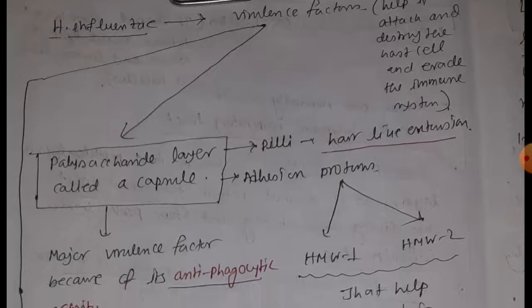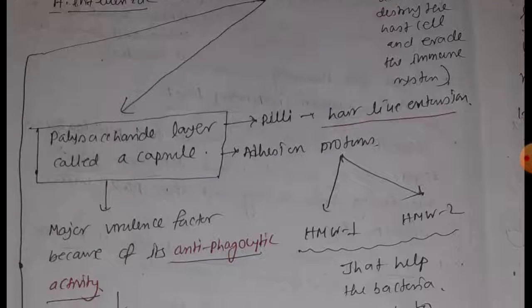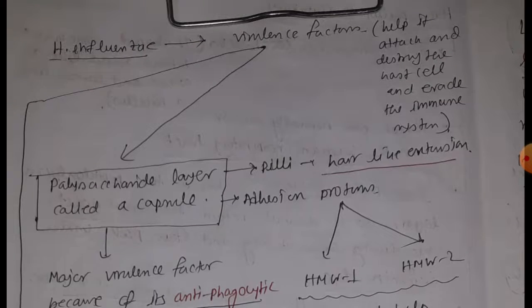our lipooligosaccharide. What is this lipooligosaccharide doing? It inhibits mucociliary clearance, and as a result the bacteria can colonize the respiratory tract. So this is all about the virulence factors of Haemophilus influenzae.